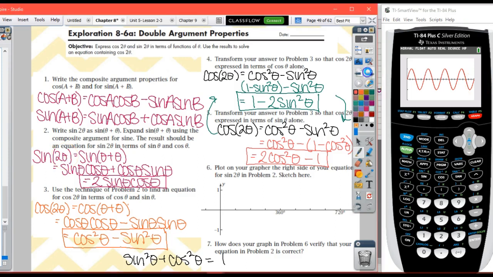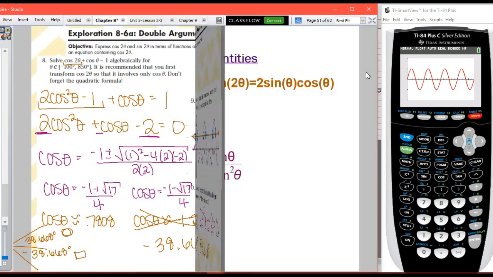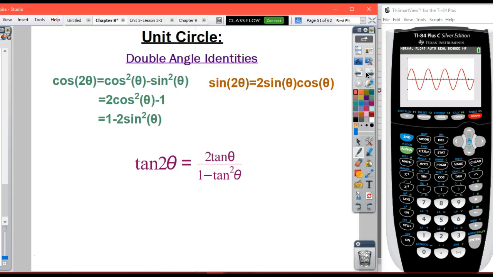So to summarize, and we're not going to discover the tangent one, that one I'm just going to give to you. And so on the back of your unit circles, go ahead and pause the video on this slide. We're going to put in all of the double angle identities that we just discovered. Cosine double angle has 3 different ones. Sine has just 1. And then this is the one for tangent. So go ahead and pause me at this point, and you can copy these to the back of your unit circle, labeling them double angle identities.